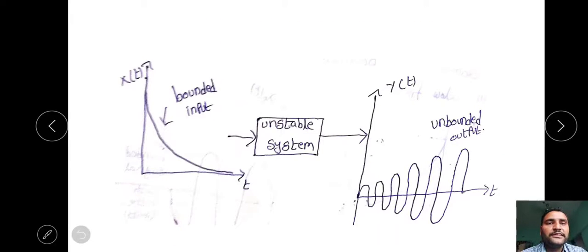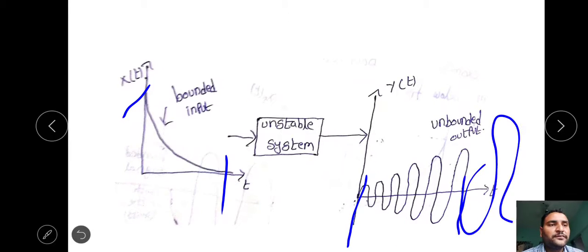Here, if you see, this is a bounded input. The system output is not bounded, it goes on like this. Bounded input produces unbounded output. Such systems we call unstable systems.